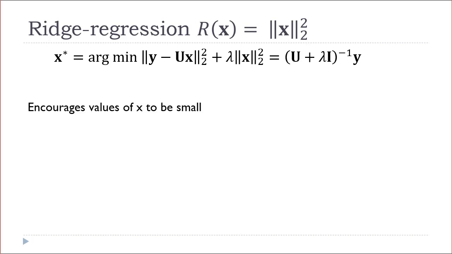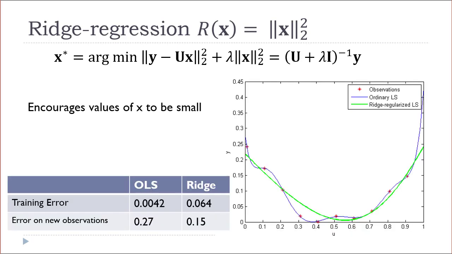Intuitively, you can expect that the ridge regression penalty encourages the entries of x to be small because we are penalizing their squares. So the result will be a model, many of whose parameters will take small values. For the curve fitting example, we can see that compared to the ordinary least squares or OLS, the ridge regression yields a higher training error but smaller test error. In fact, as you can see, the green curve is much smoother looking than the blue one.